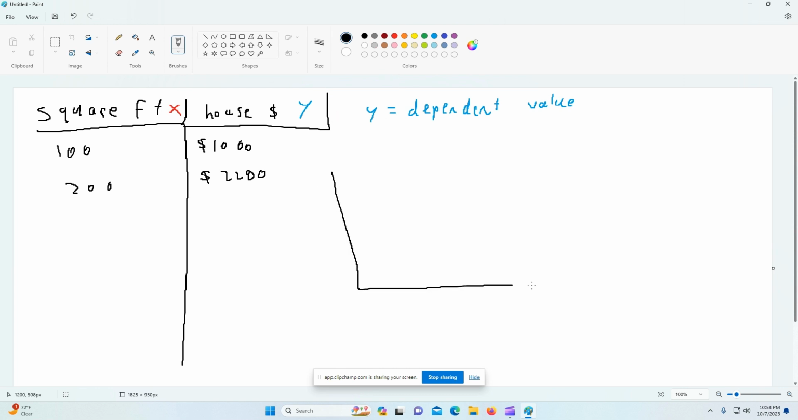So when we make our graph, depending on the square feet down here, 100, 200, our house price is going to vary, right? So that's our dependent value, and our x is obviously our independent value.